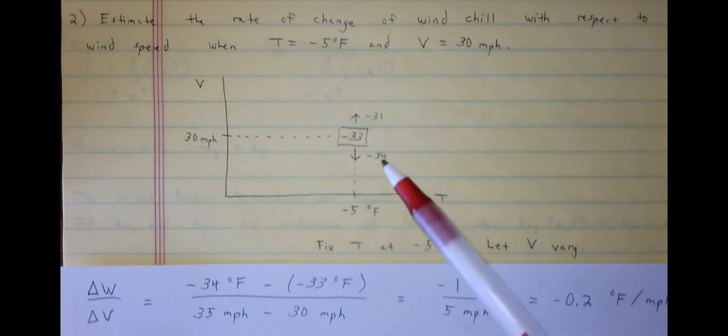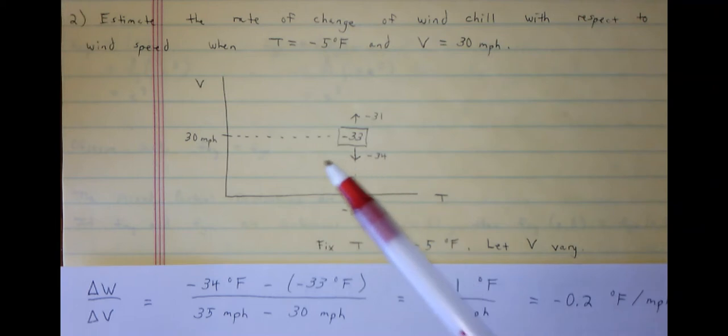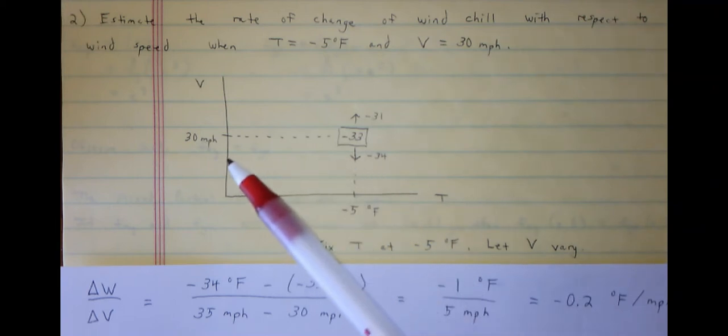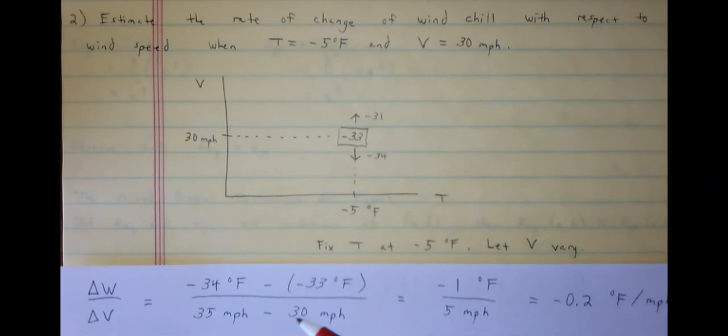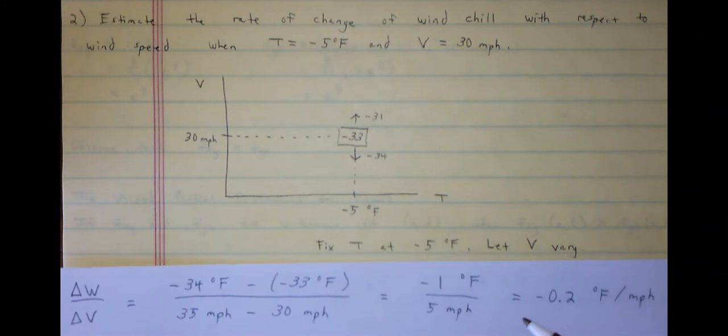Well, this wind chill here, -34 degrees Fahrenheit, corresponds to a wind speed of 35 miles per hour. And then we subtract the 30 miles per hour to get -1 degree Fahrenheit over 5 miles per hour. And this reduces to -0.2 degrees Fahrenheit per mile per hour. So you can think of this as for every 1 mile per hour increase in the wind speed, the wind chill decreases by 0.2 degrees Fahrenheit.